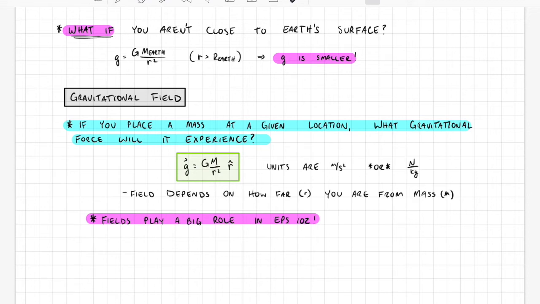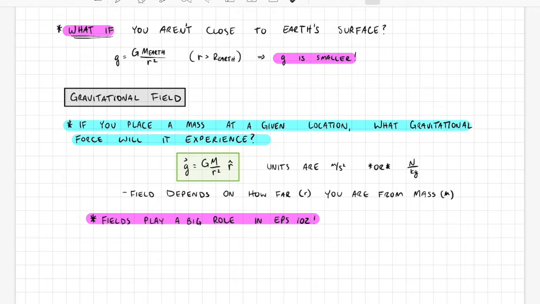Now, the field here depends on the mass of the object, M, and how far away you are, r. The field does not depend on what mass you place in the field, right? If we're talking about the gravitational field of the Earth, the field only depends on the mass of the Earth and how far away you are from the Earth.